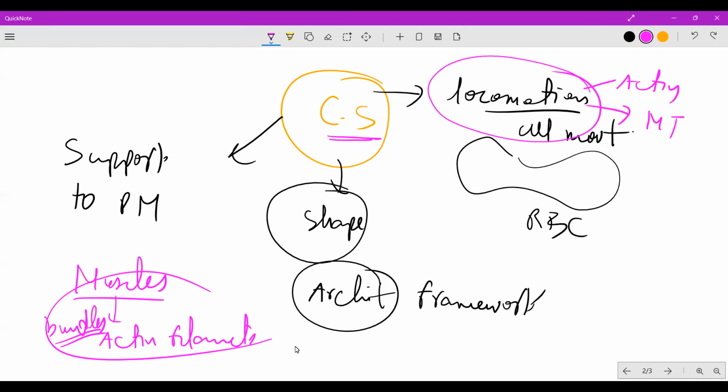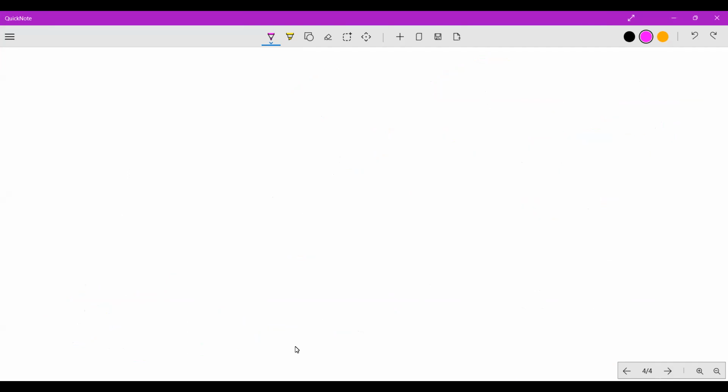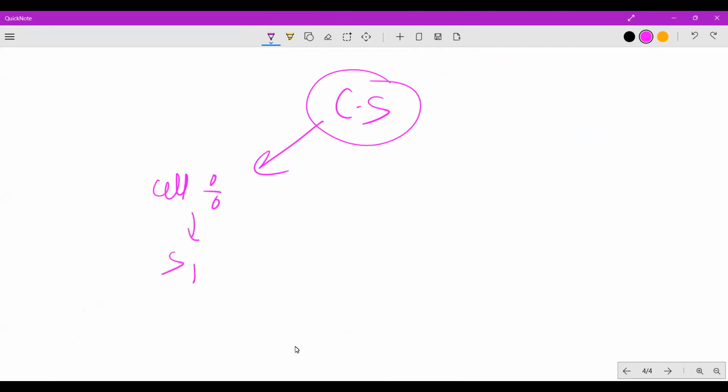So one of the functions of cytoskeleton is shape, architectural framework, support to the plasma membrane, locomotion. See some other functions. और क्या functions है cytoskeleton के? Some other functions of cytoskeleton हमें पता है, they are involved in cell division. भाई cell division में क्या होता है? Cell division में spindle fibers. We have spindle fibers which are involved in cell division.